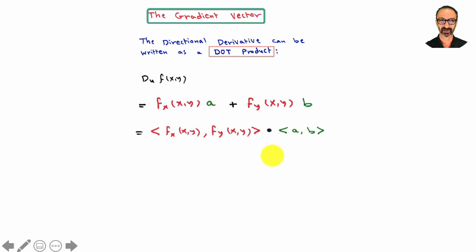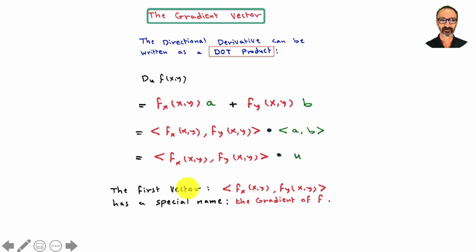So we're going to give it a name in just a second. The second vector here is the unit vector u. The first vector here in red has a special name. It's called the gradient of f, or del f, actually, not delta. Delta would be the other way around, and that's what we call it.